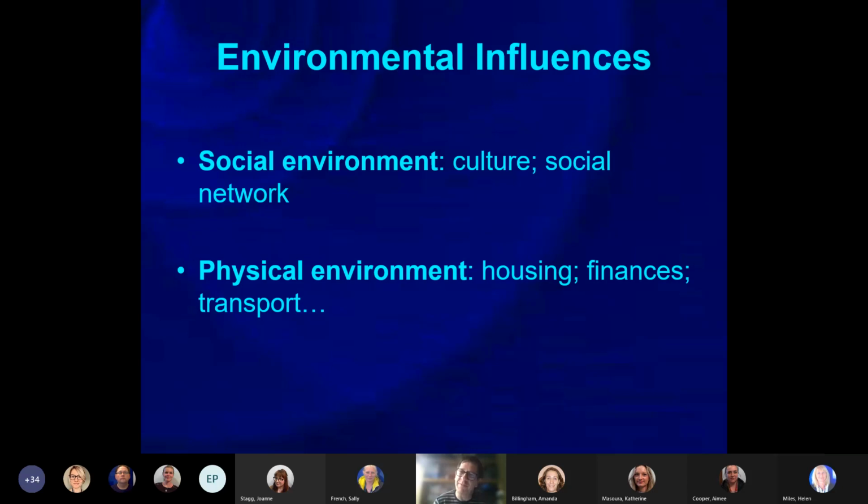But if those things are in place, you're going to be much more attentive and engaged than if you're watching it in a cold, noisy office, or if you've got kids screaming in the background. So the environment provides both opportunities and resources, but it also provides demands and constraints.